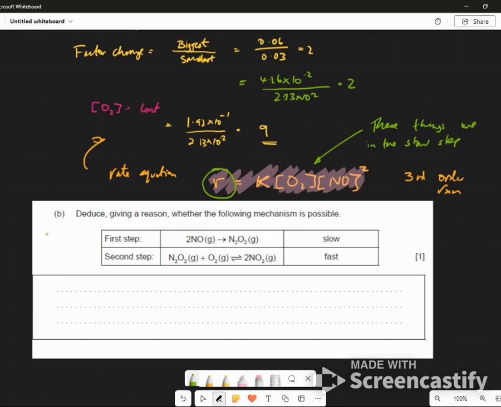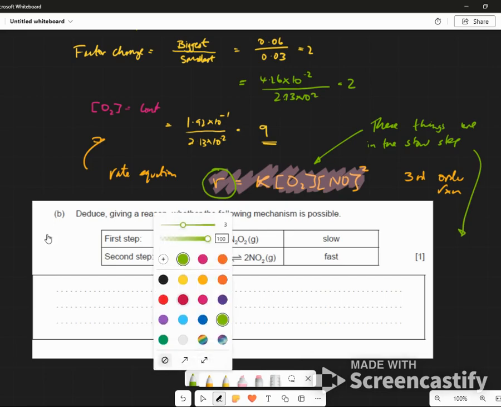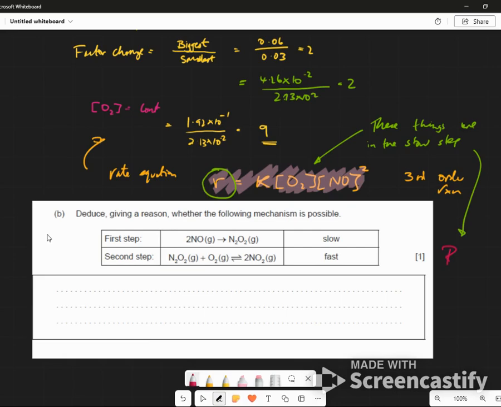Now, we have a special term for these slow things in chemistry. We call these the rate determining steps, often called the RDS. Now, very, very simply, and this is all we've got to know, the rate determining step, these things must be in the rate equation.